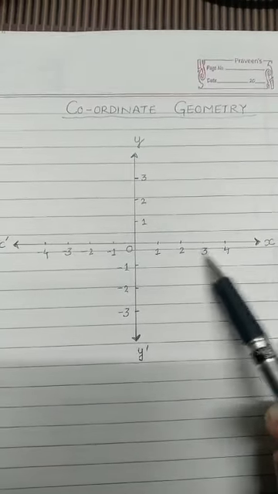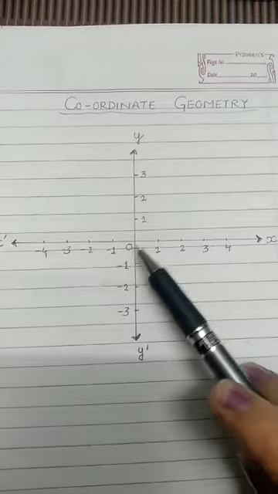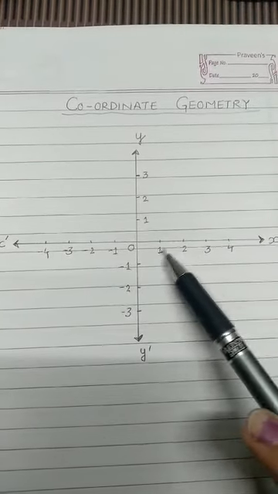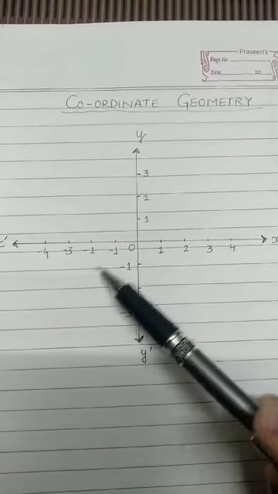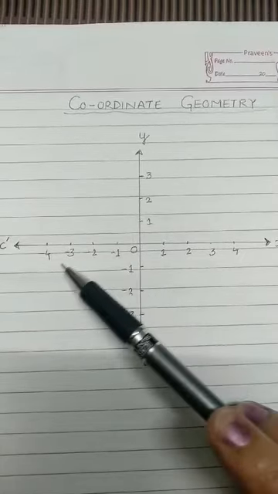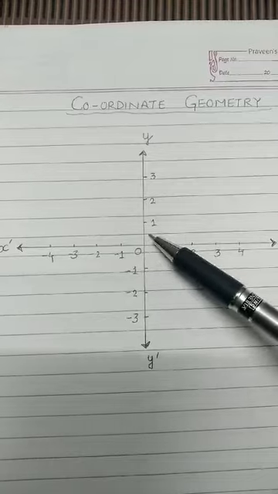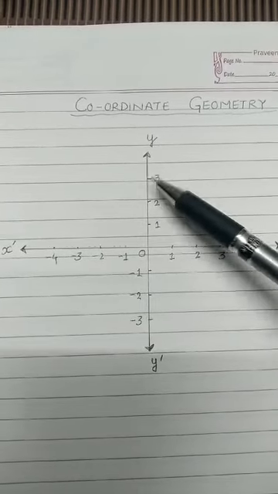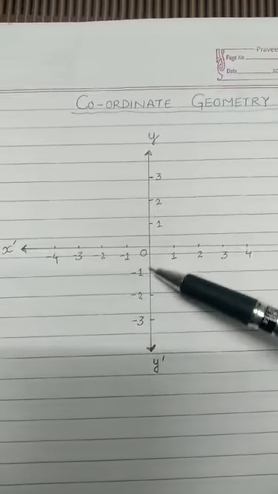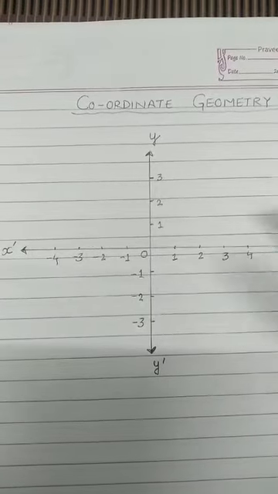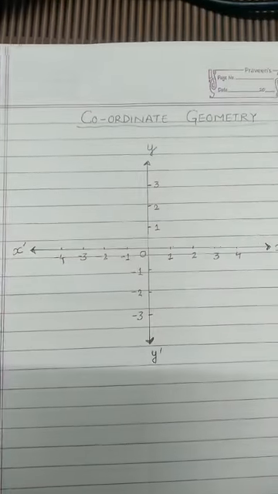On the x-axis, that is the horizontal line, on the right side of the origin, we represent positive numbers, whereas on the left side, we represent negative numbers. Whereas on the vertical line, that is the y-axis, upwards, we represent positive numbers, whereas downwards, we represent negative numbers.